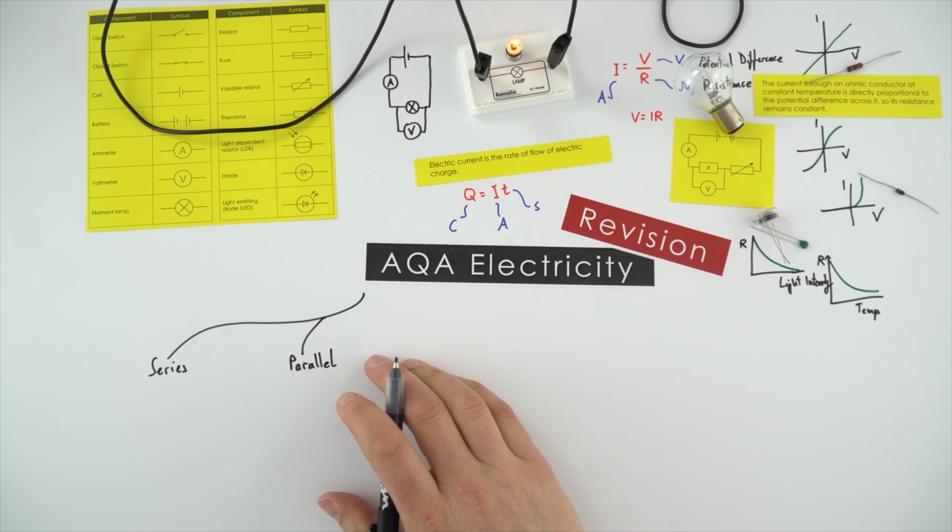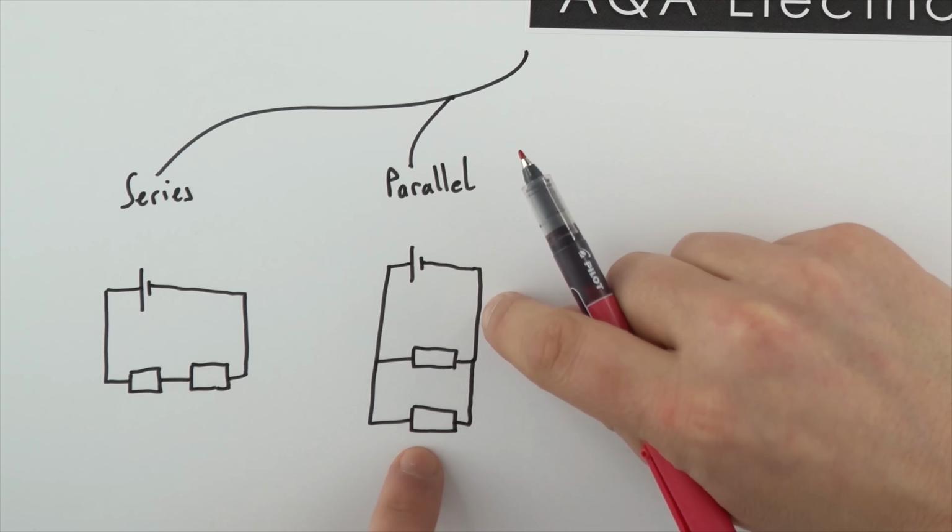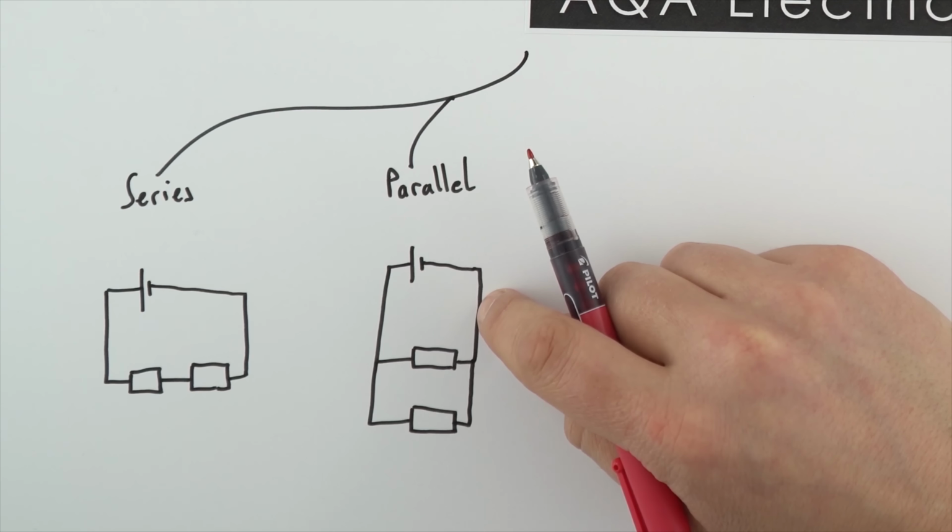Now, there are two main categories of circuits. We've got series circuits and parallel circuits. In a series circuit, we have one thing after another. In a parallel, we have separate loops and there's different ways for the electricity to flow.